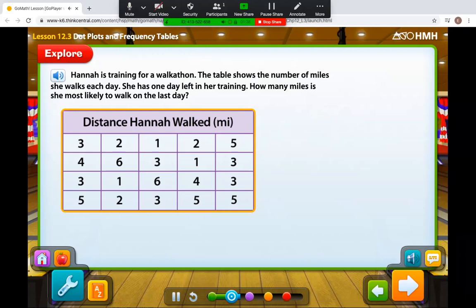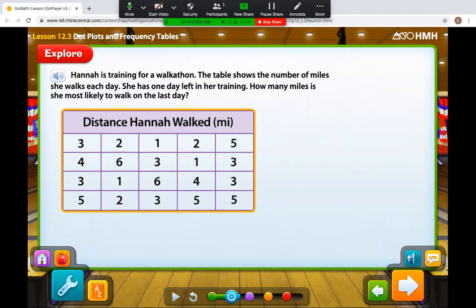Hannah is training for a walkathon. The table shows the number of miles she walks each day. She has 1 day left in her training. How many miles is she most likely to walk on the last day? Frequency is the number of times a data value occurs. So as you can see in this table, you have different numbers representing the number of miles that Hannah walked. And some of these numbers are even recurrent or repeated.